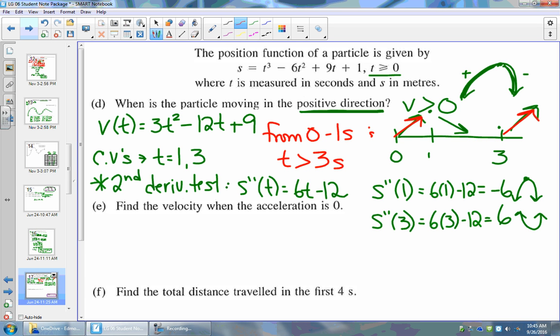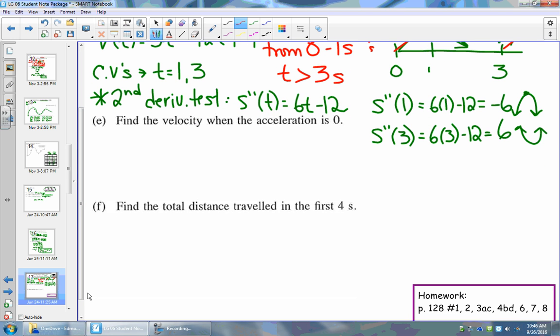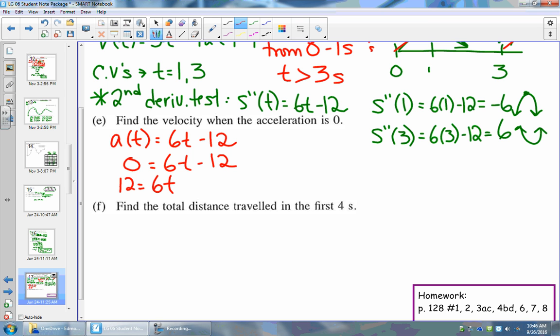If we move on, it's saying find the velocity when the acceleration is 0. This one doesn't take too much thinking. It's just more calculation based. Remember, acceleration is that second derivative, which is 6t minus 12. When is the acceleration 0? So we add in our 12, and t must be equal to 2.